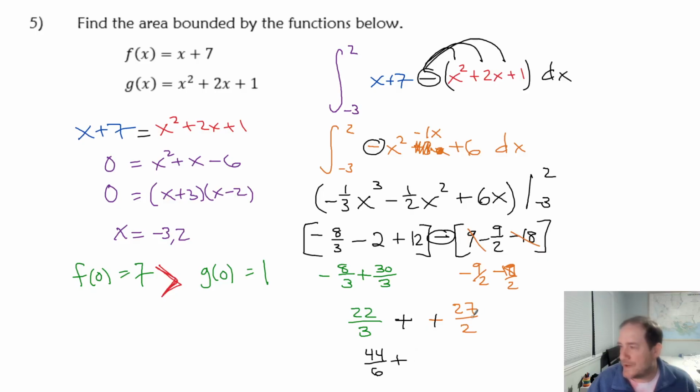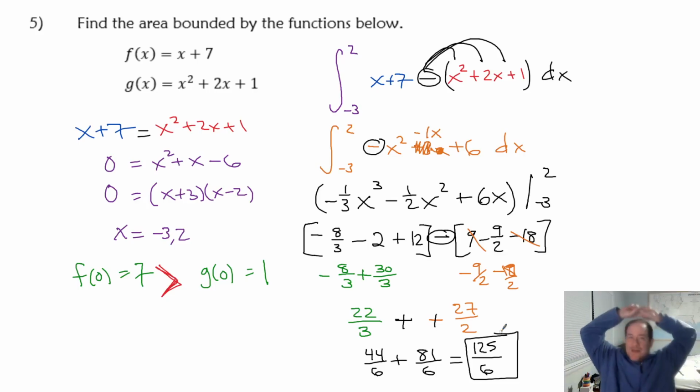Plus times 3 is 81/6, which together makes 125/6. And that's that answer.